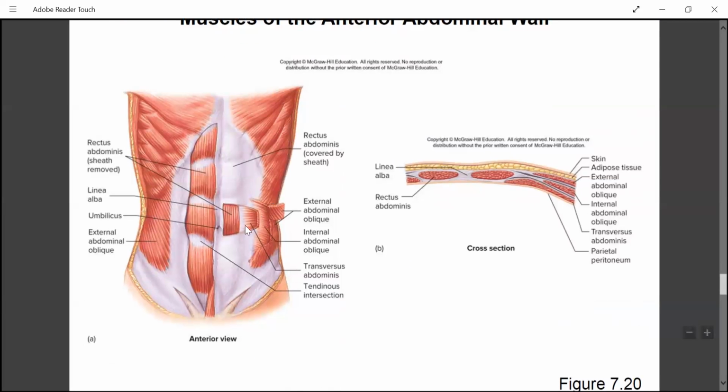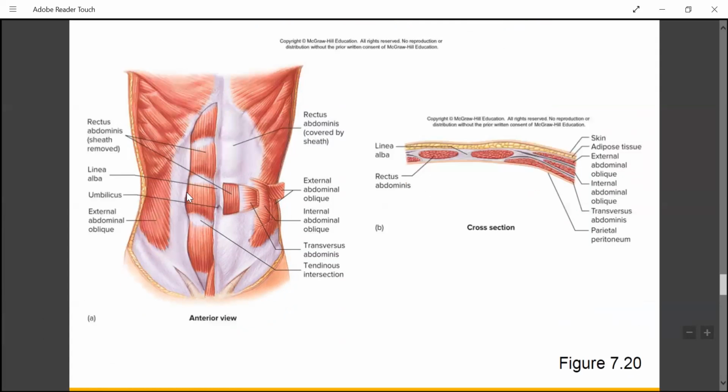Within the abdomen, I'll point out your rectus abdominis here. This is your largest abdominal muscle, and it's kind of your 6-pack or 8-pack muscle. So that's your rectus abdominis.